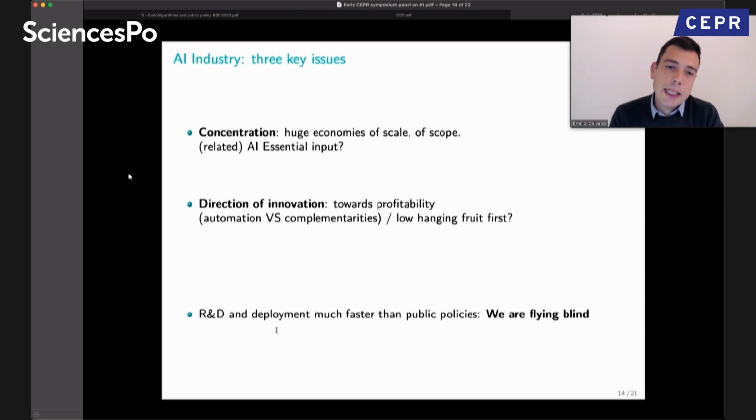Another key issue has to do with the direction of innovation. The firms driving the innovative effort are doing this by trying to enhance their profitability. Of course, that's good. That's what they have to do. But some scholars have pointed out that there is maybe an excessive incentive to invest in technologies that are meant to substitute for labor. So there is this debate between trying to innovate in labor-replacing technologies as opposed to technologies that augment or complement the labor force.